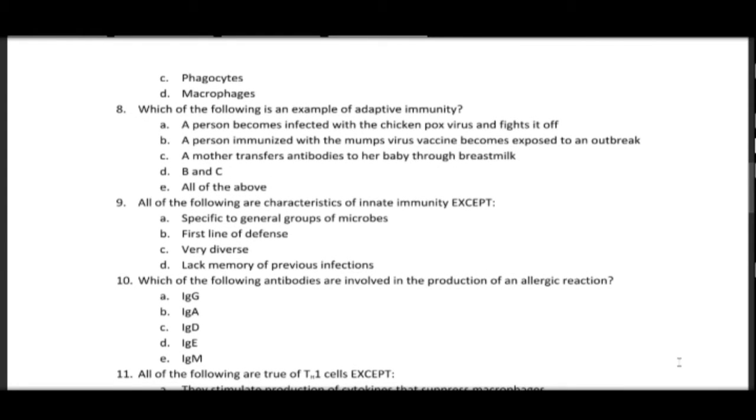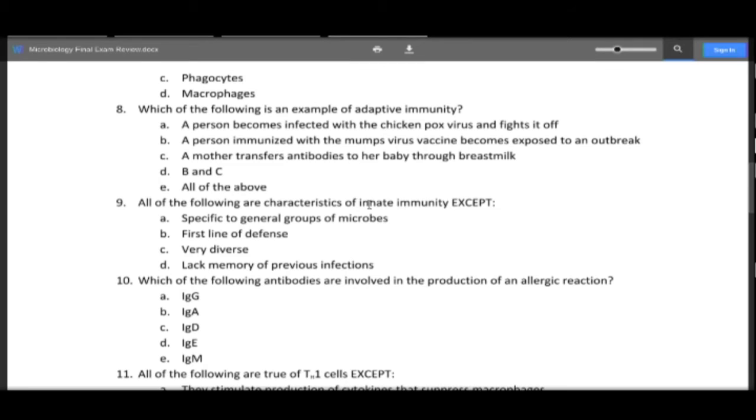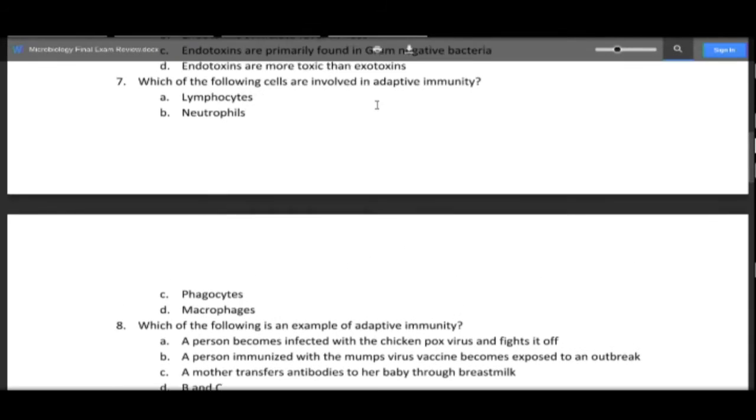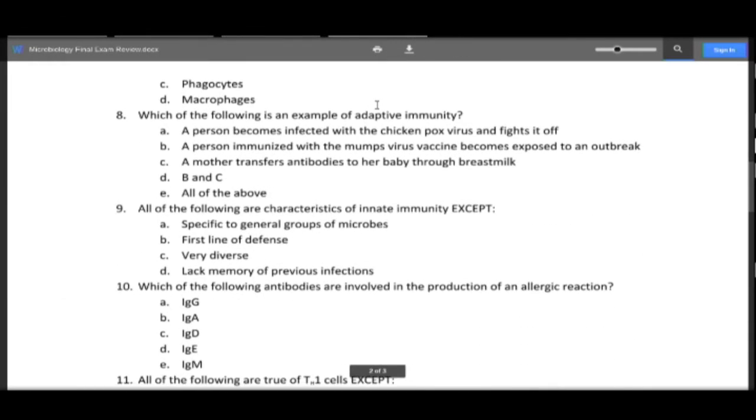The question says, all the following are characteristics of innate immunity except. So innate immunity is the immunity that you have without going through the process of creating antibodies. This is the non-specific immunity. That's the first kind of defense against pathogens. So it's always there, and it's the first defense. And it's non-specific, as opposed to adaptive immunity or specific immunity.